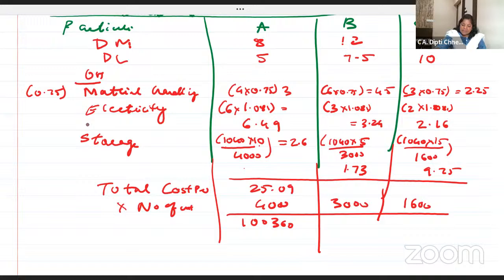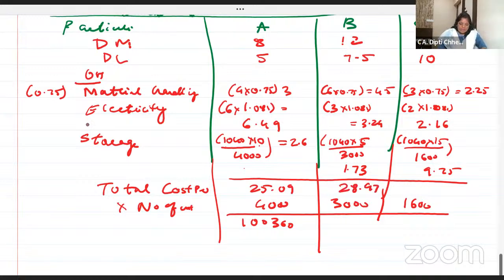12 plus 7.5. Two more questions I'll check with all of you. And if you face any doubt in doing, ask me. Plus 4.5 plus 3.24 plus 1.73. 10 marks it is coming, dear students.